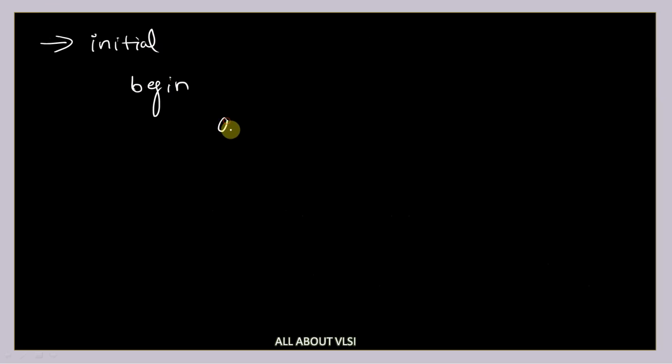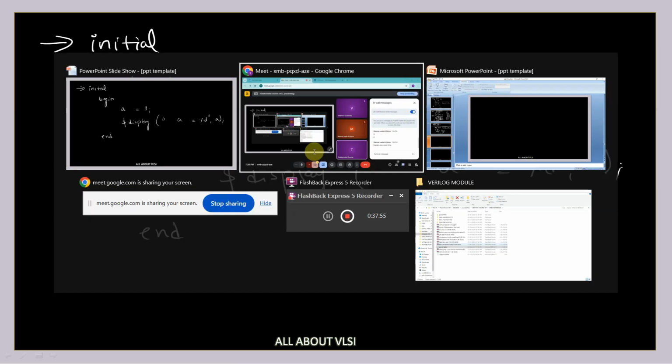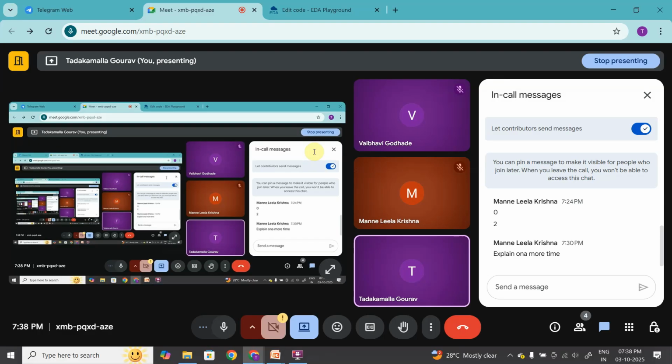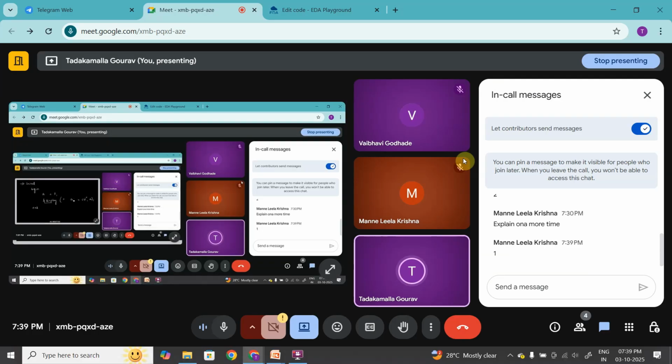Begin, A blocking assignment of 1, then $display. I'm printing the value of A. Now what will be printed? Whether unknown will be printed or the actual value of A is printed. In this particular example, I'm using a blocking assignment and a $display statement. Now what will be printed?